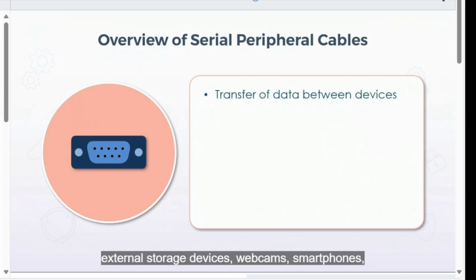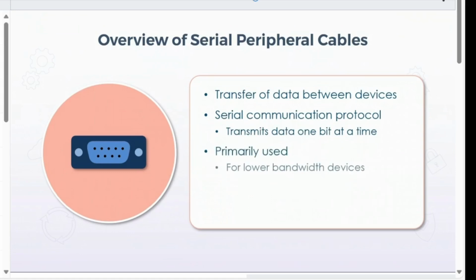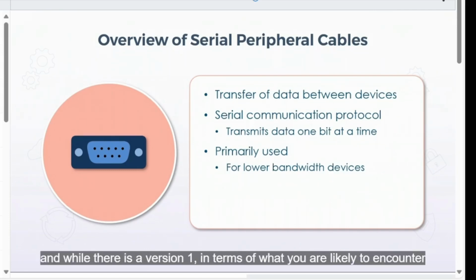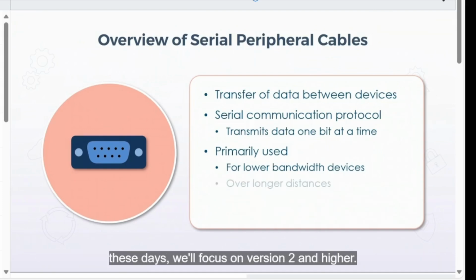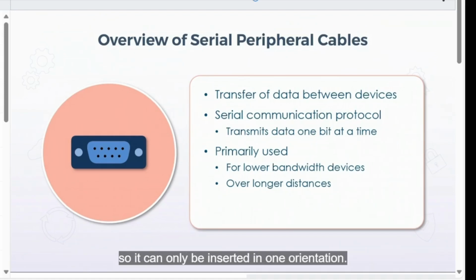and they draw the name serial from the fact that they transfer data one bit at a time. As such, they were primarily used for lower bandwidth devices, but because it was serial, as opposed to its parallel counterpart, which transferred 8 bits at a time, they were better suited for transmitting data over longer distances, because with parallel transmissions, it was often difficult to manage the timing of the data across all 8 channels. So the longer the distance, the greater those timing issues became.